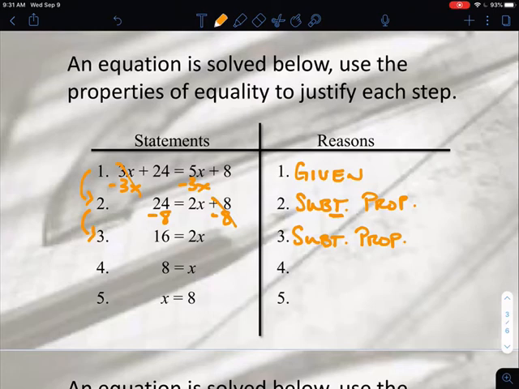So now we're at step 3. So here's where we're at right now. When we go to step 4, we look at what changed. We had 16 equals 2x, and now we have 8 equals x. So that tells me that they divided both sides by 2 to cancel the 2's out, and now we have 8 equals x. There's our division property.